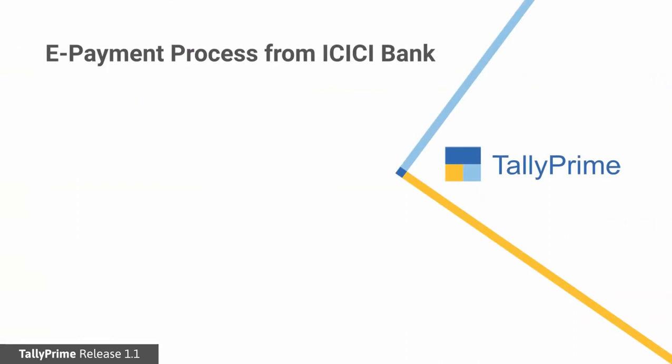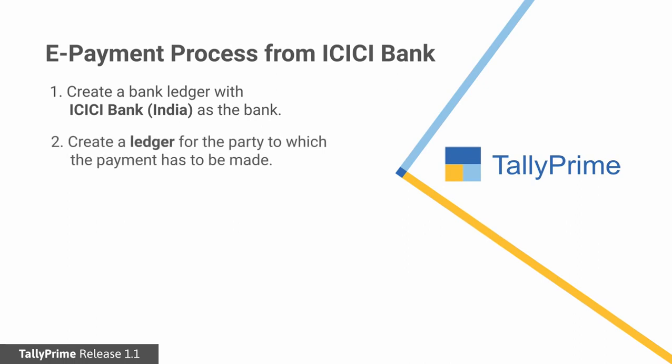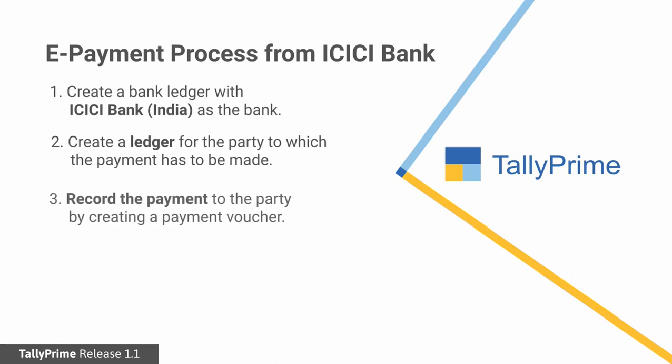Let's have a quick look at the process of ePayments from ICICI Bank using Tally Prime again. Create a bank ledger with ICICI Bank India as the bank. Then create a ledger for the party to which the payment has to be made. Record the payment to the party by creating a payment voucher.